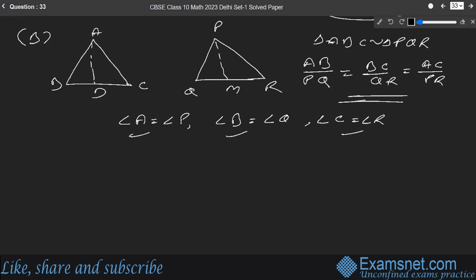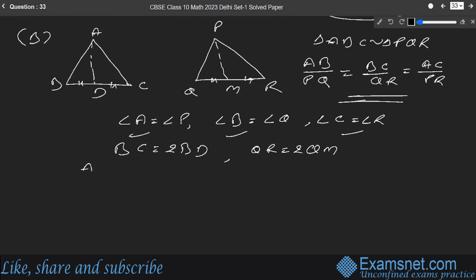Now, as AD and PM are medians, they bisect the opposite side into equal halves. So we can say these two halves are equal: BD and DC are equal, QM and MR are equal. So if this is the case, BC is equal to twice BD, and also QR is equal to twice QM, because they have been bisected by the medians. So D and M are the midpoints. This result can be obtained.